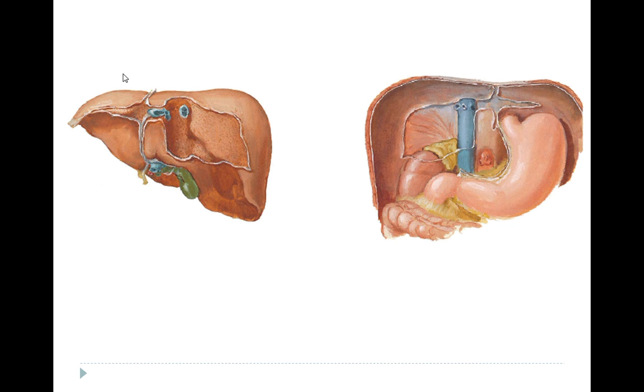The first of these is the left triangular ligament, which attaches the upper surface of the left lobe of the liver to the undersurface of the diaphragm. The next ligament is the coronary ligament.